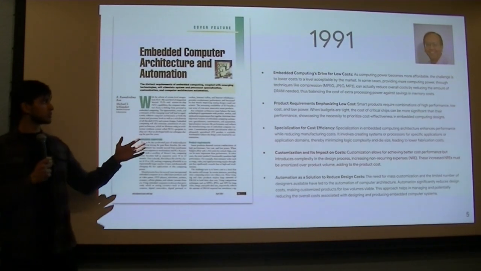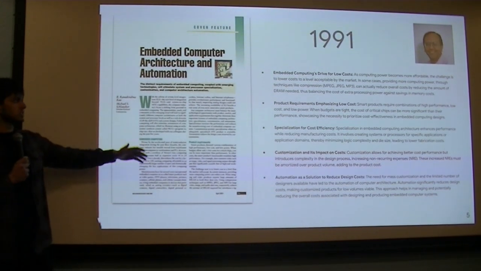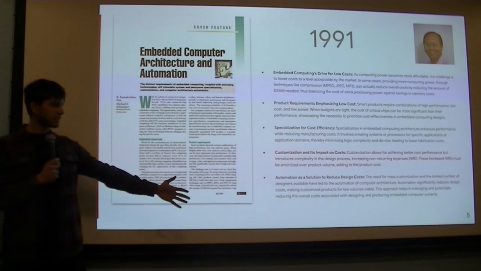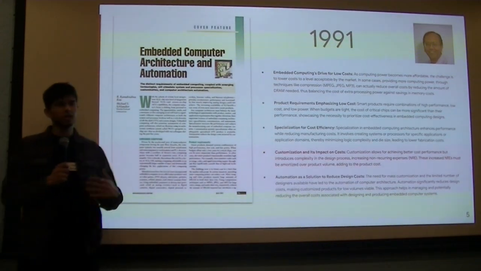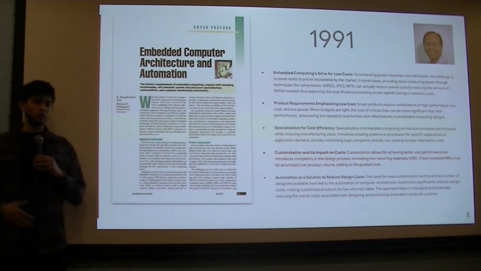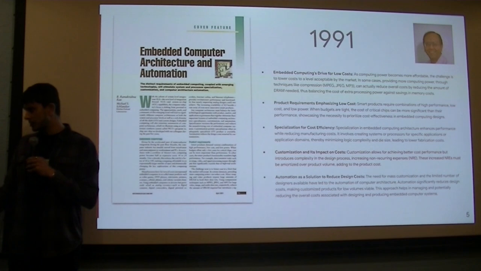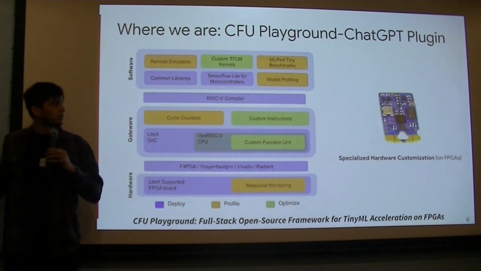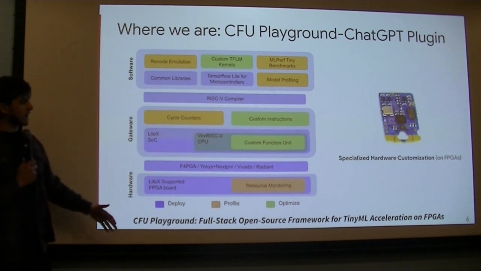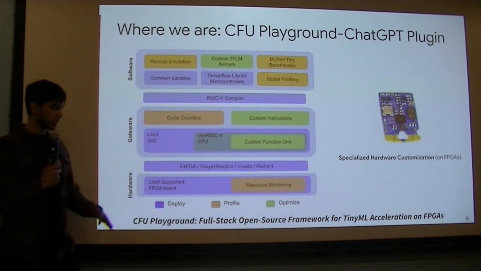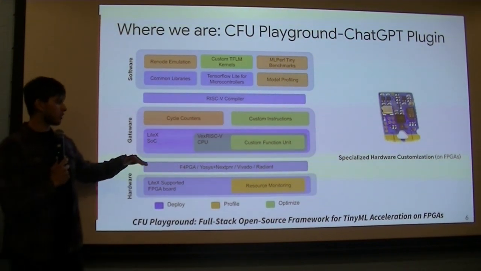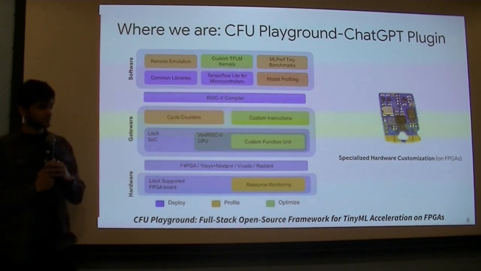This is a paper from the 90s from Bob Rao, who's a very renowned architect, and here he highlights the need for reducing cost using automation, due to the customization needed for these embedded applications. So what we've done so far is we took CFU Playground, which is a full-stack open source framework for TinyML acceleration on FPGAs, with all open source tools across the whole stack.